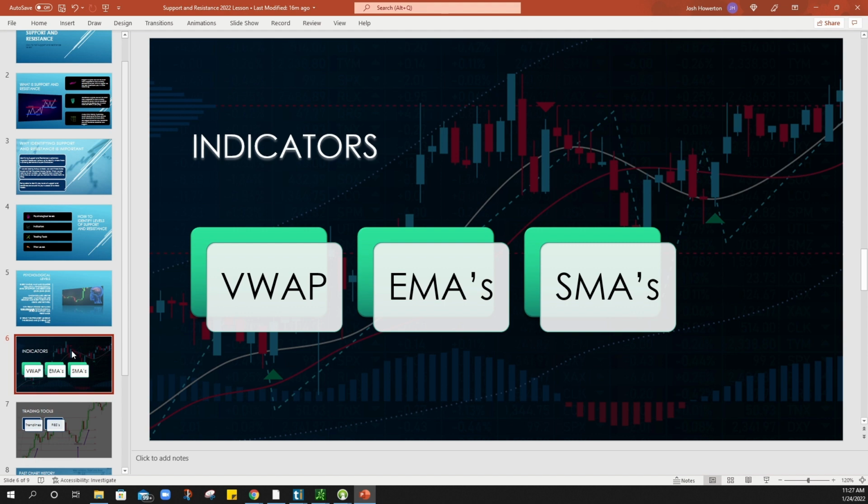And the most popular indicators to do so are going to be the VWAP, which we use intraday on the 1 minute, 5 minute, and 15-minute timeframes. The EMAs that we use on our intraday timeframes and daily. And then SMAs, simple moving averages, that we use on our daily timeframes. The three most popular indicators that traders utilize to identify levels of support and resistance.